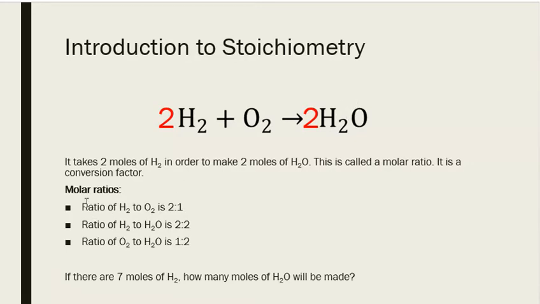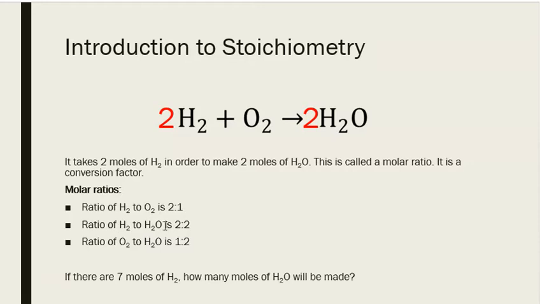So if we look at the different molar ratios, the ratio of H2 to O2 is 2 to 1. Notice we have a 2 coefficient, and no coefficient means a 1, just like the subscripts. No subscript means that we have 1 of these oxygens. So no coefficient means a 1. So the ratio of hydrogen gas to oxygen gas is a 2 to 1 ratio. 2 moles of H2 can react with 1 mole of oxygen.